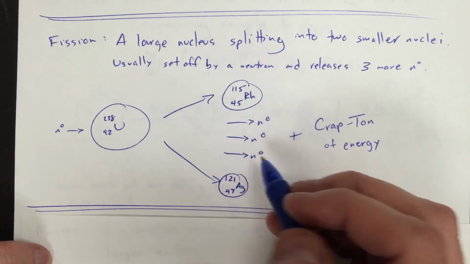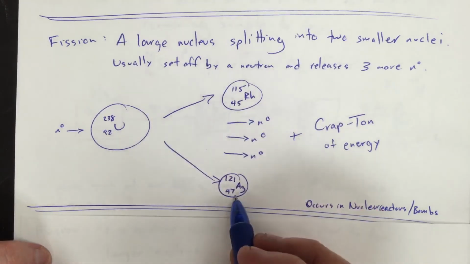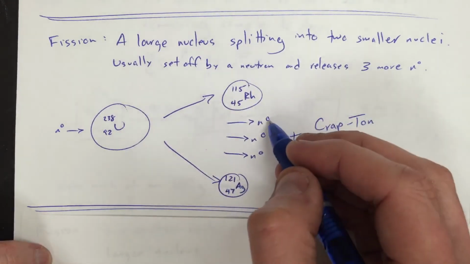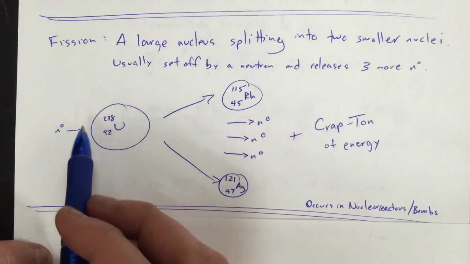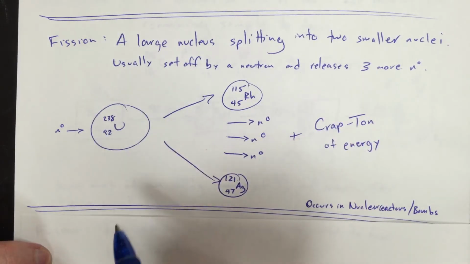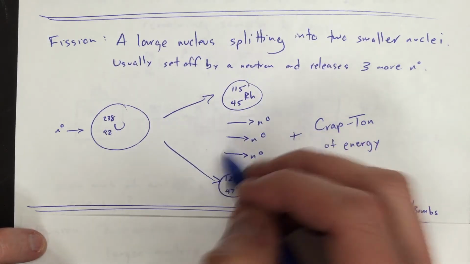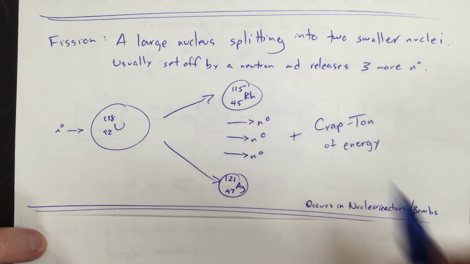15, no, it might actually be right. So anyway, the number of protons has to equal the same. So 45 plus 47 should equal 92. And then 115 plus 121 plus 3 should equal 239 because there's 1 extra neutron. I think it does. So anyway, it splits into 2 smaller nuclei and also releases 3 free neutrons and also releases a huge amount of energy.